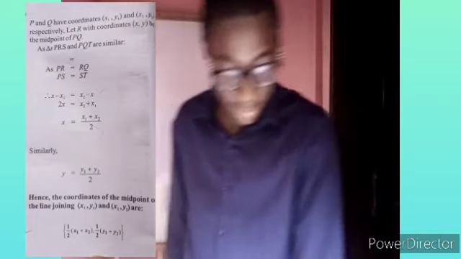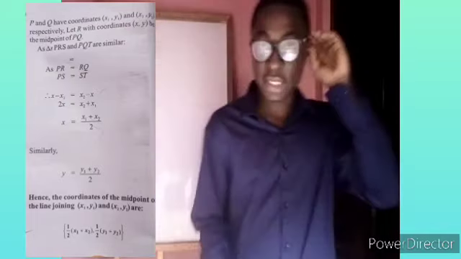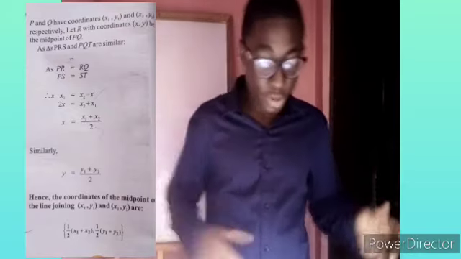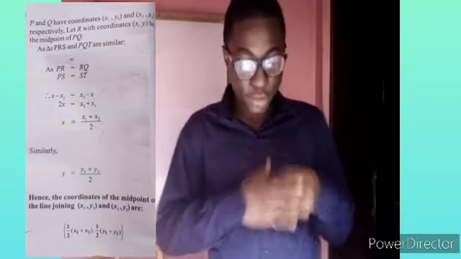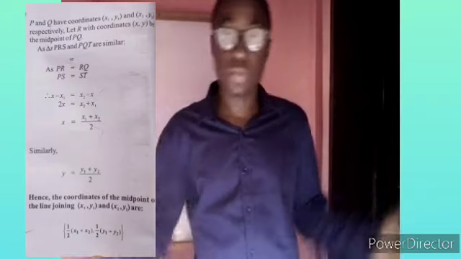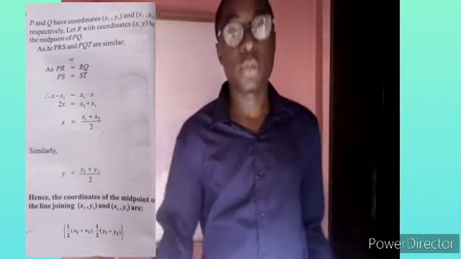Let R with coordinates x comma y be the midpoint. Because it's the midpoint, its distance from the ends will be equal. So that means x minus x1 will be equal to x2 minus x. Then we have 2x equals x2 plus x1. At the end, x equals x1 plus x2 over 2. Similarly, y equals y1 plus y2 over 2.